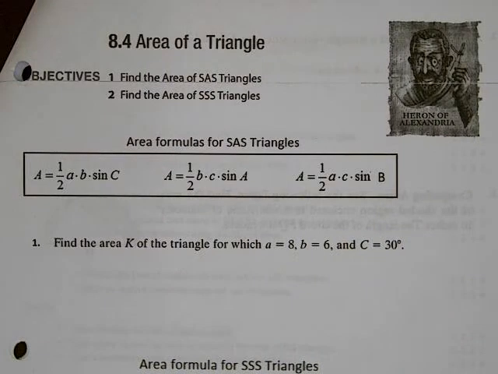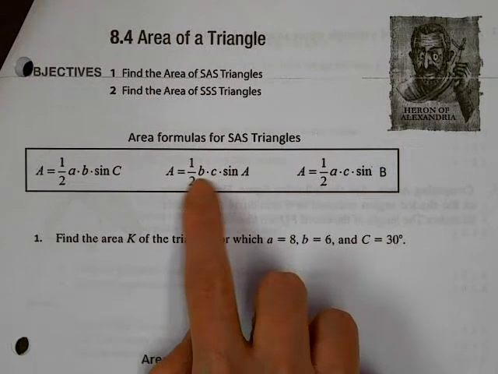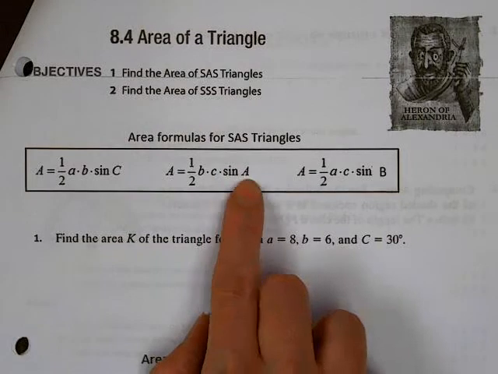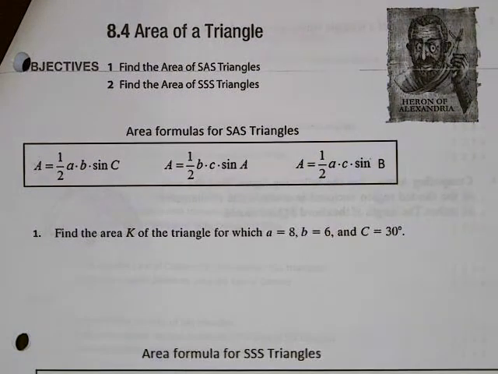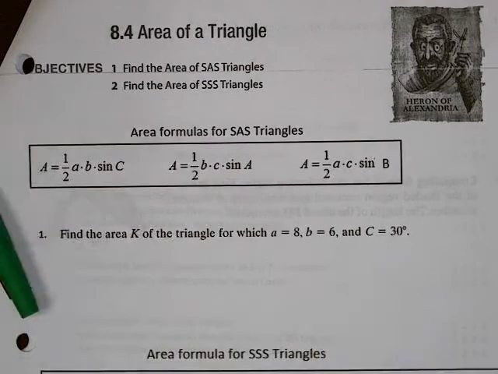It doesn't really matter which one's which. So any two sides times the sine of the angle between them, because this is for SAS. All right, so let's see what's happening here.